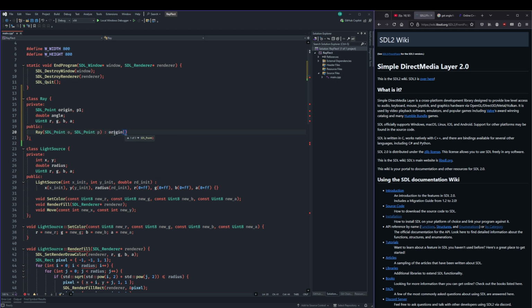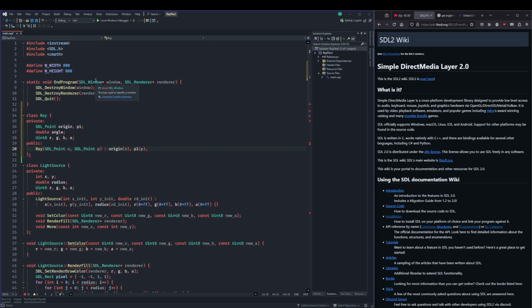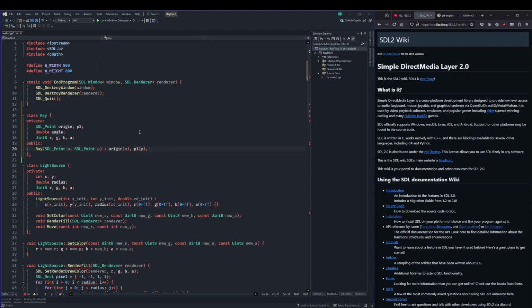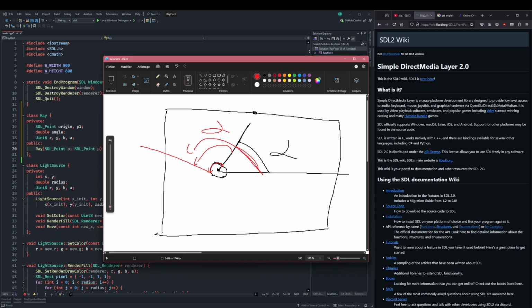So origin is going to be O, P1 is going to be P. The angle we are going to calculate right after. Or actually, I'll just do it right now. So basically the angle we want to have is this value, and if we do trigonometry, there are many ways for us to get this angle.